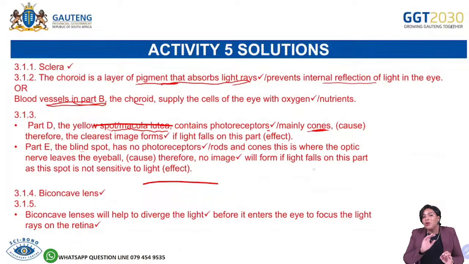Because if light falls on the part that has the cones, that is where it is going to form an image. But on the blind spot there are no photoreceptors, there are no cones. So if light falls on that part, an image cannot be formed because this is the part that is leading to the optic nerve. Right. Then we go back.